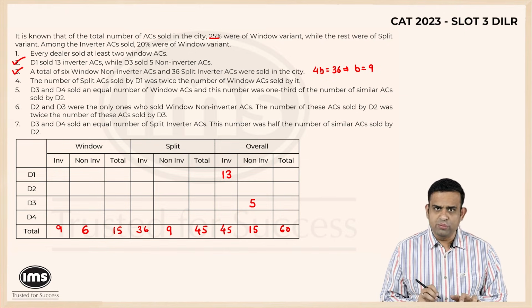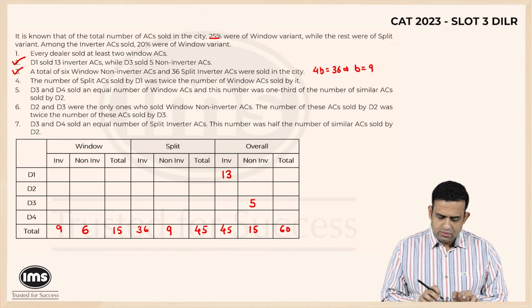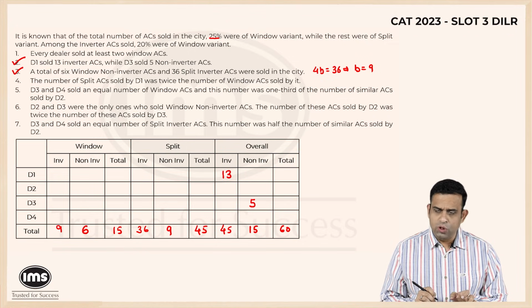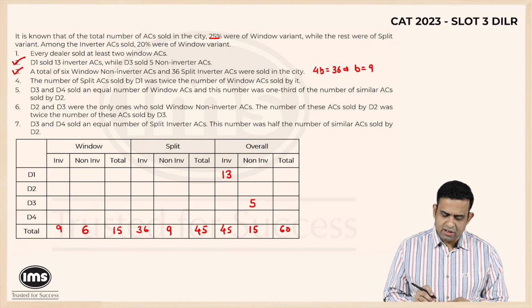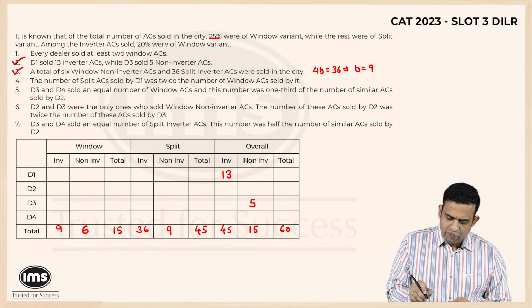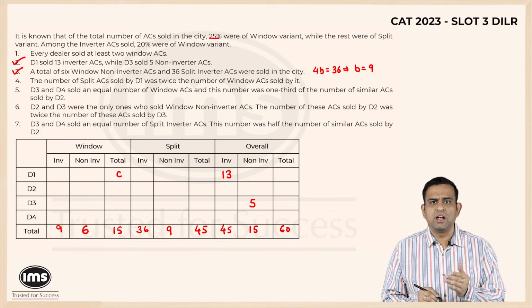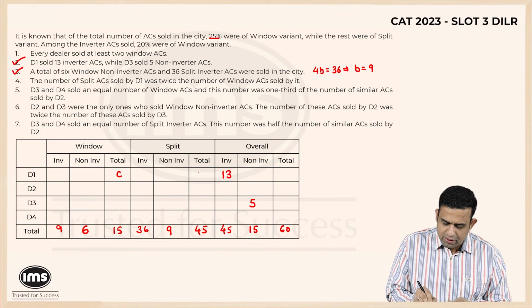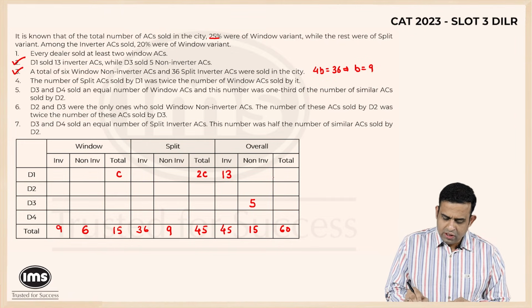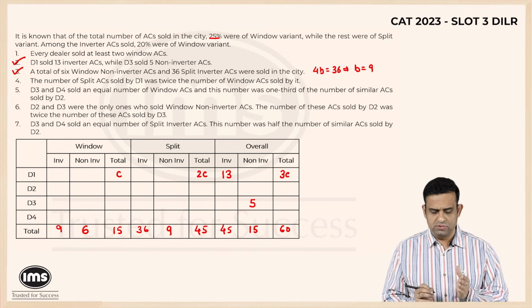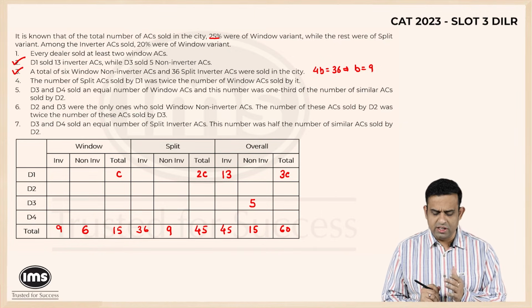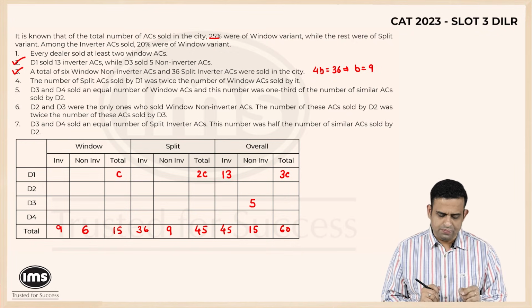If you read point number 4, it now says the number of split AC sold by D1 was twice the number of window AC sold by it. So if I assume the number of window AC sold by D1 is some variable C, then the number of split AC sold by D1 has to be double, so it should be 2C here. So total number of AC sold by D1 becomes 3C, since C plus 2C gives me 3C. Once I get the value of C, I can replace the C, 2C and 3C terms.